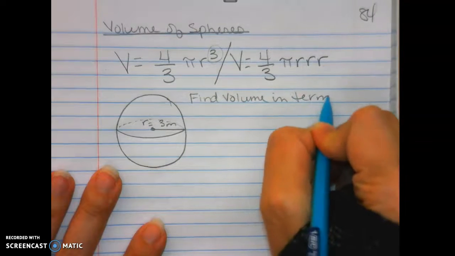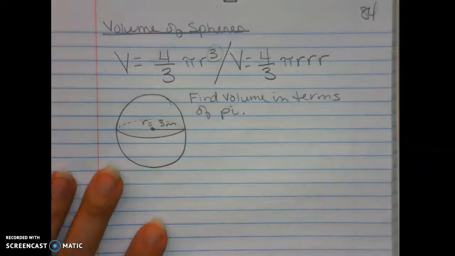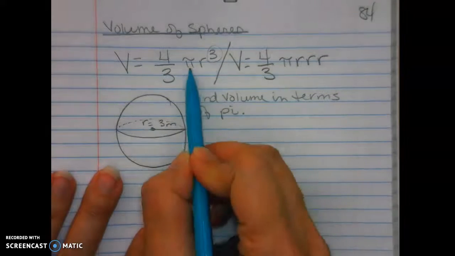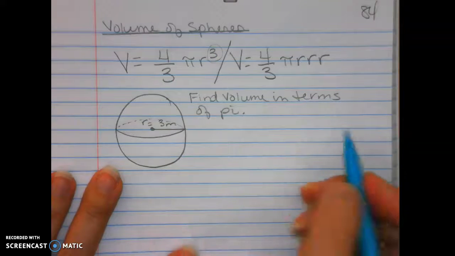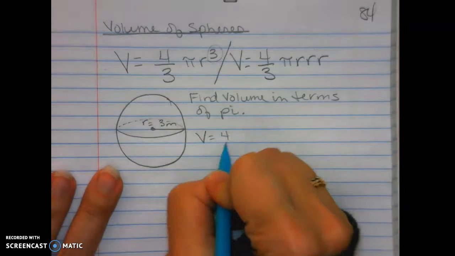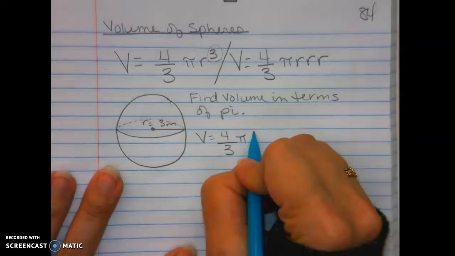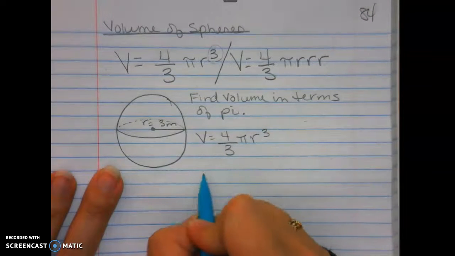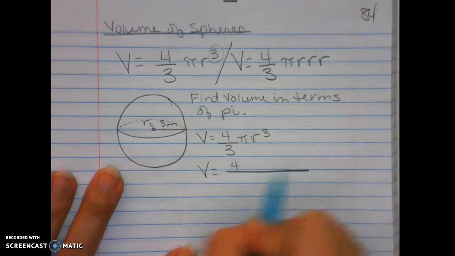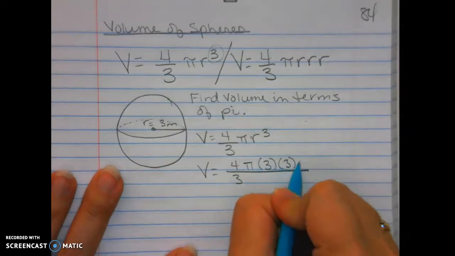Now remember, when we are finding volume or any other unit of measure in terms of pi, then we simply need to leave the pi symbol. We don't have to do anything with it. We're just going to use our 4/3 and our radius. So again, always write down your formula, 4/3 pi r cubed, and then I'm going to plug in. And I'm actually going to draw this fraction bar so I can see what's going on. Pi, and then I have 3 times 3 times 3.